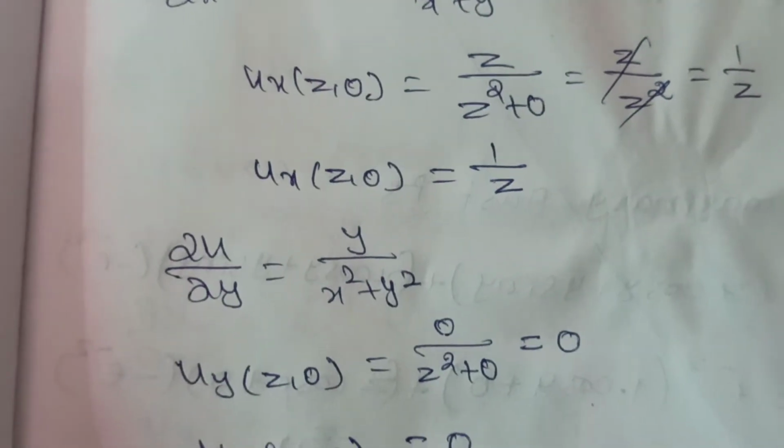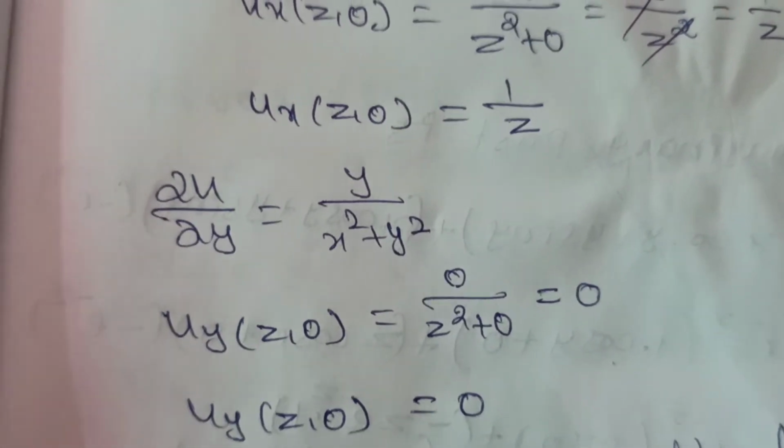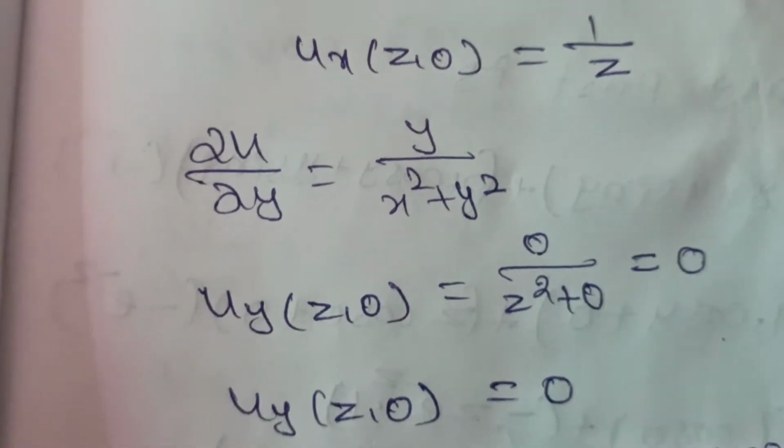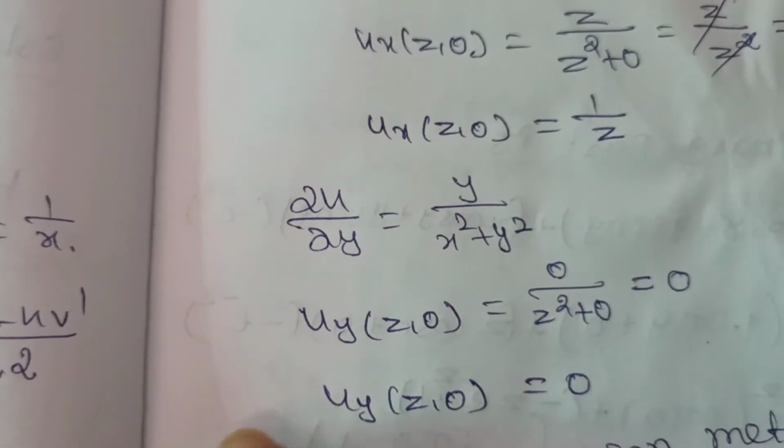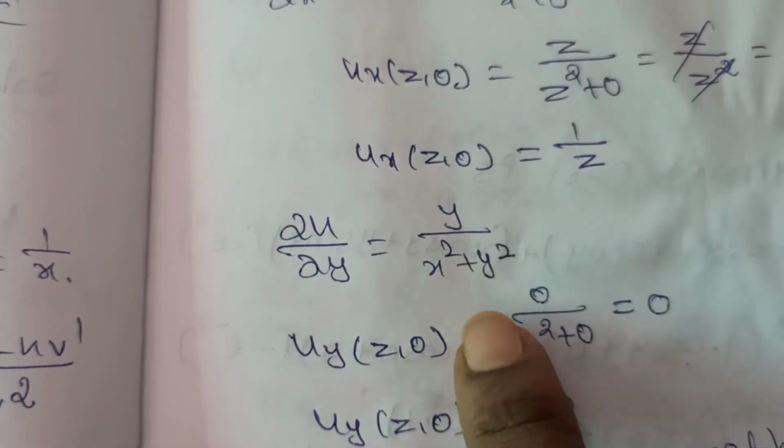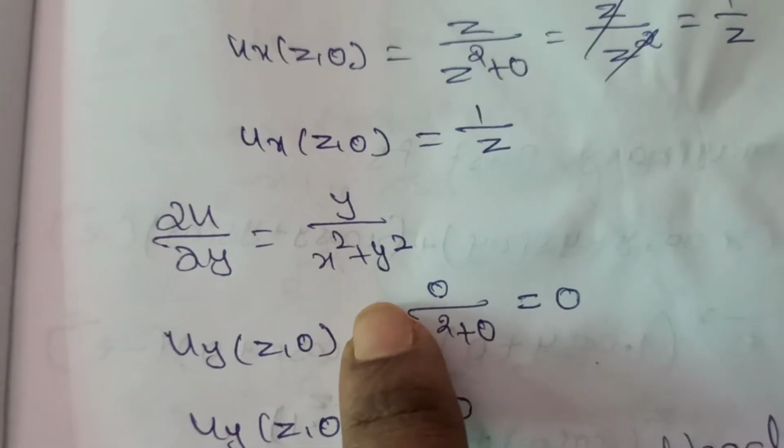Okay, and next find ∂u/∂y. We already got the ∂u/∂y value. So ∂u/∂y is equal to y divided by x square plus y square.